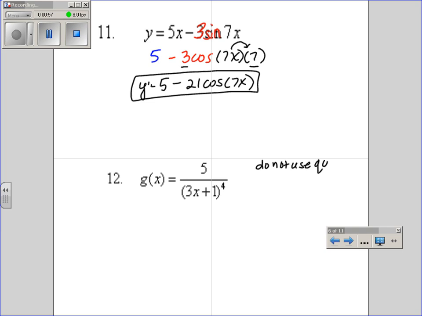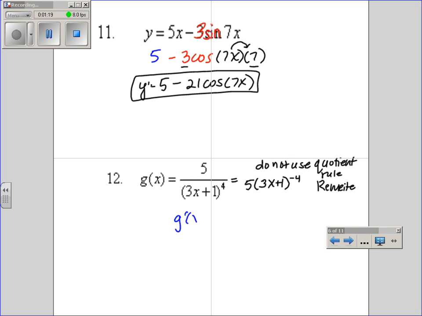Okay, this quotient rule, we do not have to use. Do not use the quotient rule because you don't have a function of x over another function of x. This can just be a rewrite problem. So don't make it harder than this. Rewrite it as 5 times 3x plus 1 to the negative 4. Notice I wrote it on the same line because I don't want you to think you're done with the problem, like you did on the quiz.